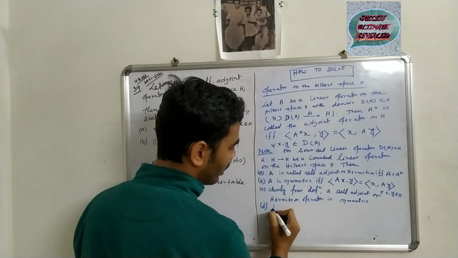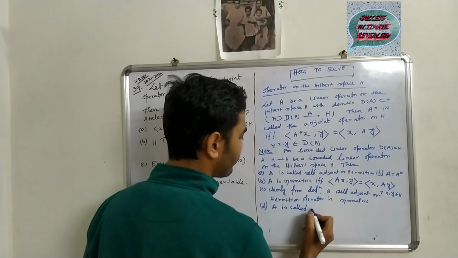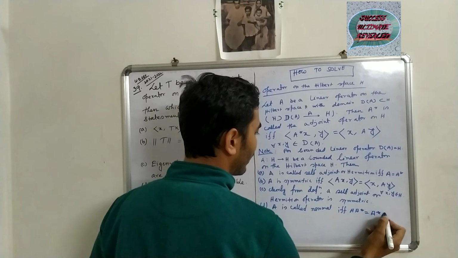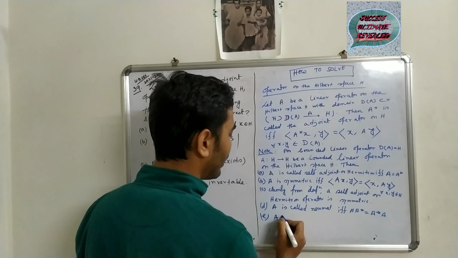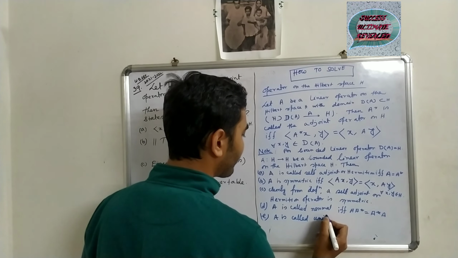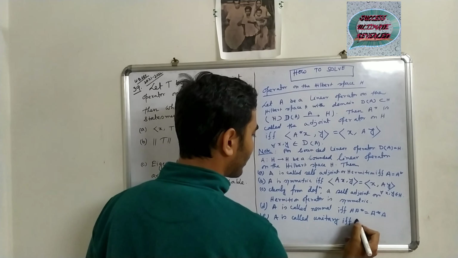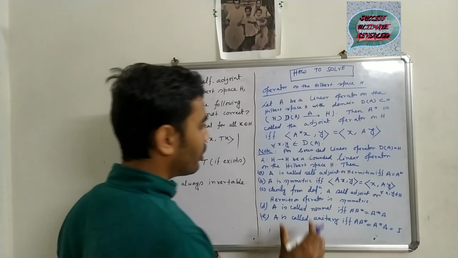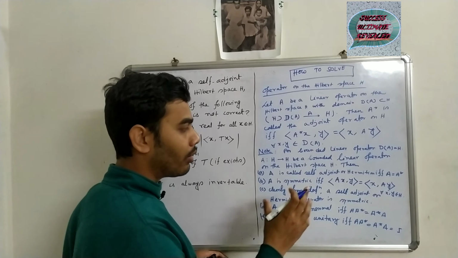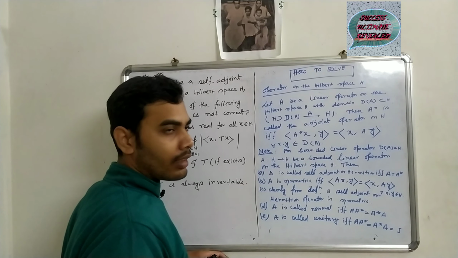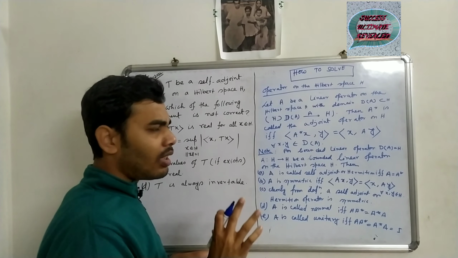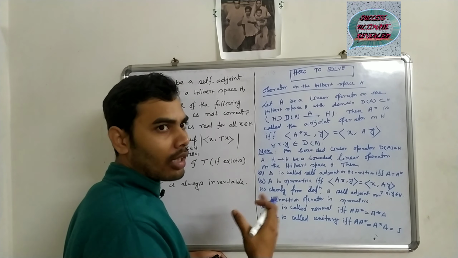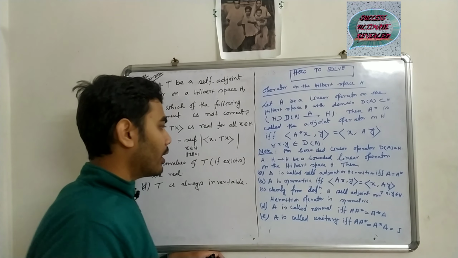And fourth, the operator A is called normal if and only if A A star equals A star A. And fifth, A is called unitary if and only if A A star equals A star A equals I. So this is the basic definition of the self-adjoint or Hermitian operator, the symmetric operator, the normal operator, and the unitary operator, along with the adjoint operator and the bounded adjoint operator.